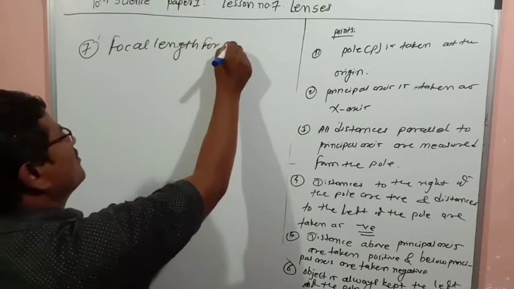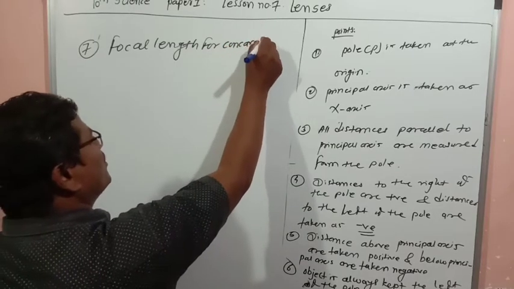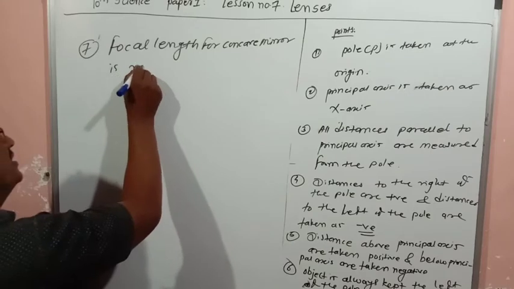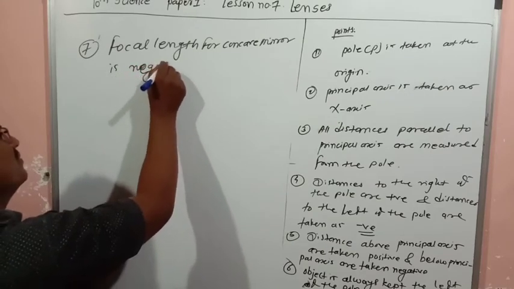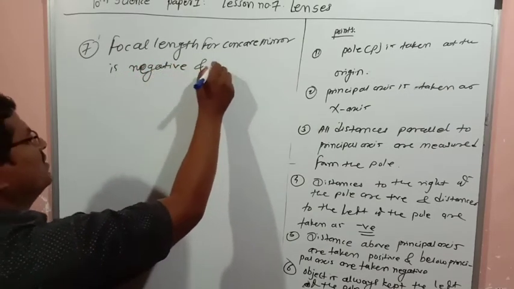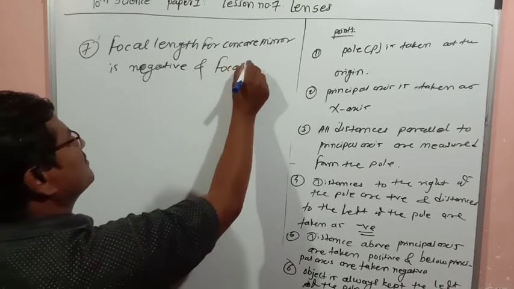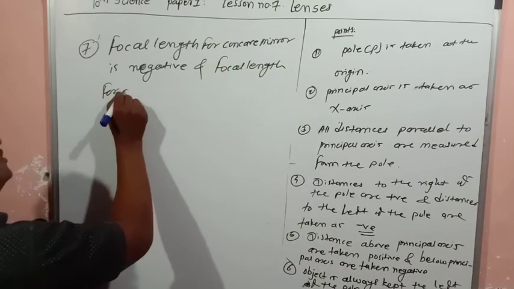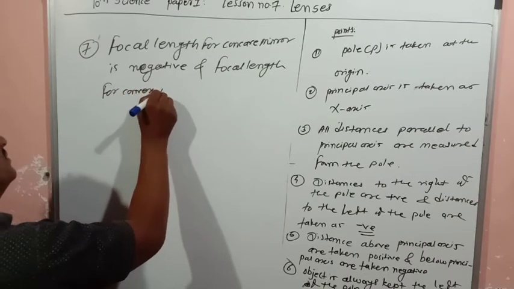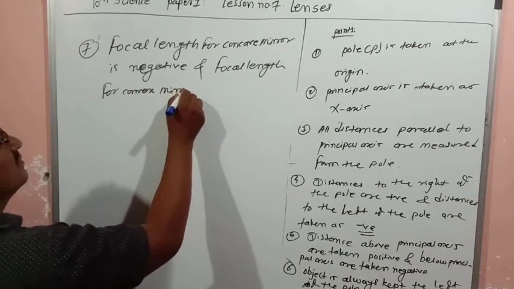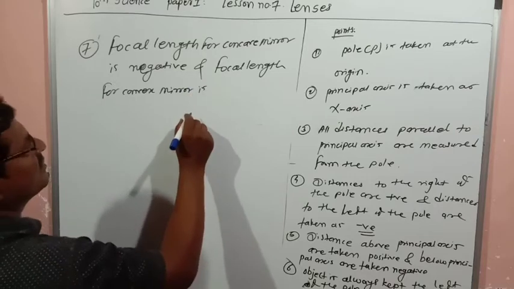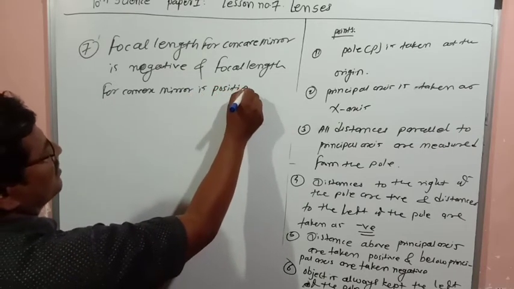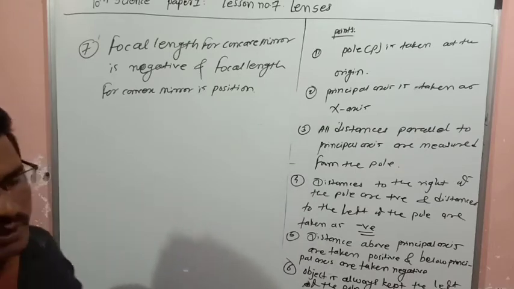The 7th point: focal length for concave mirror is negative, and focal length for convex mirror is positive. This sign convention you have to remember.